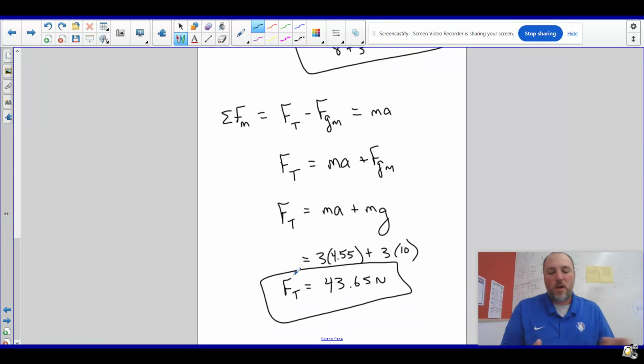If this were a qualifier type problem, if they said the string breaks after 10 newtons, then we'd have a problem here. We have treated it like a system. We've said that they stuck together, but we now realize that if they stuck together, the tension would have exceeded that qualifier. But in this case, we're just looking for that value. Let's say that the string doesn't break. If it stayed together as a system, the tension in our string would be 43.65 newtons.